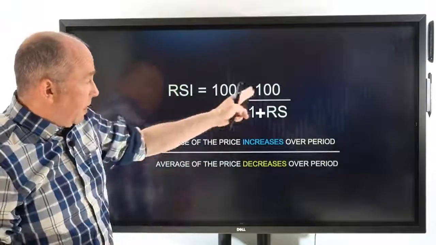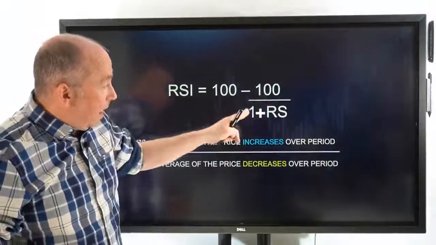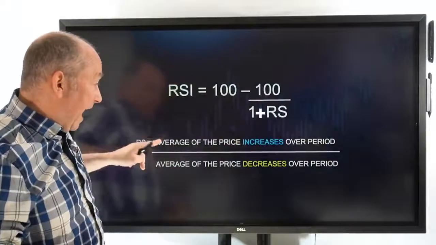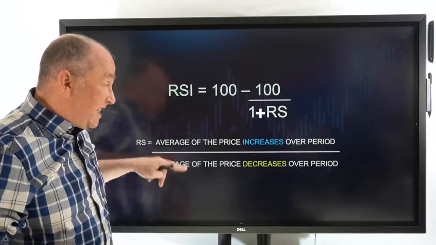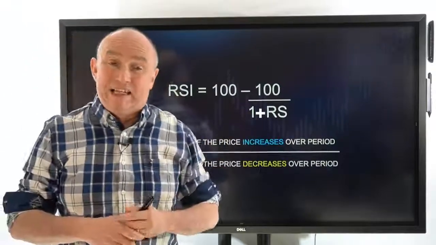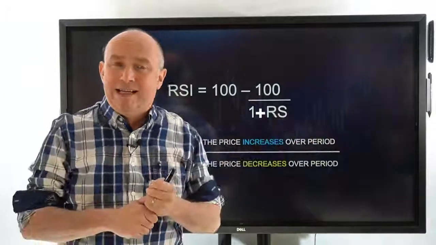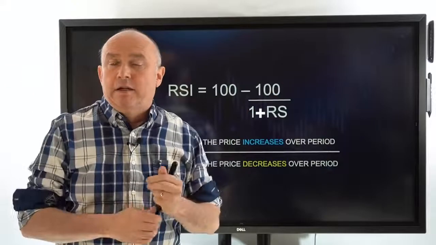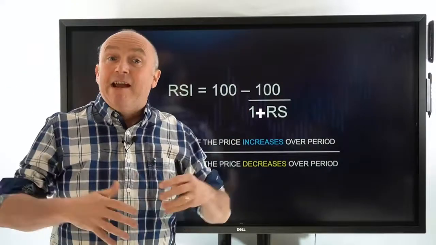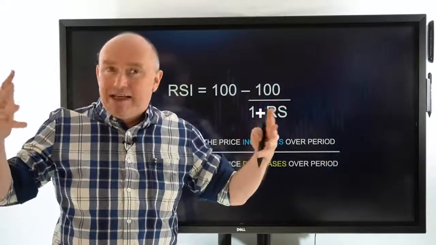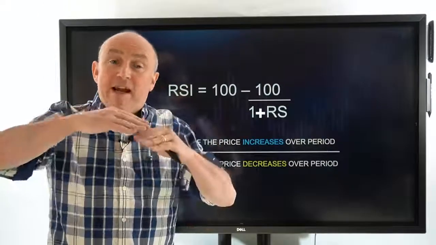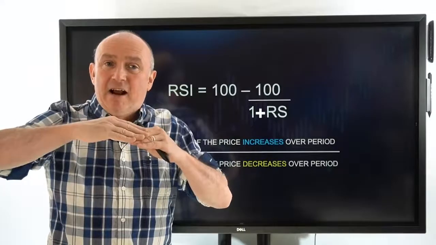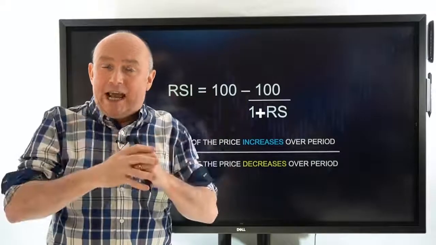RSI equals 100 minus 100 divided by 1 plus RS. And the RS is the average of the price increases over a period divided by the average of the price decreases over a period. So what that basically means is, if you have a 14 period, say the default, and say over 8 days, so it's 14 days, so 8 of those days you had a rising market. It averages out the number of pips, basically, that it rose in those 8 days.